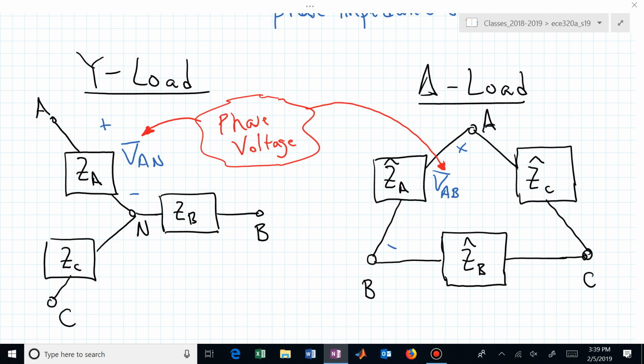Hopefully you can see that that arrow pointing left to a phase voltage is not the same voltage as the arrow pointing right. Those are two different voltages, even though they both will be labeled or called phase voltages. What that phase voltage is depends on how the loads are connected. Is that clear? Yes.